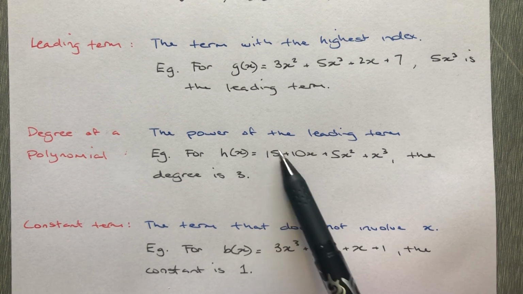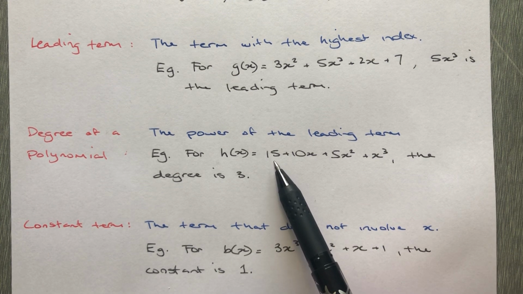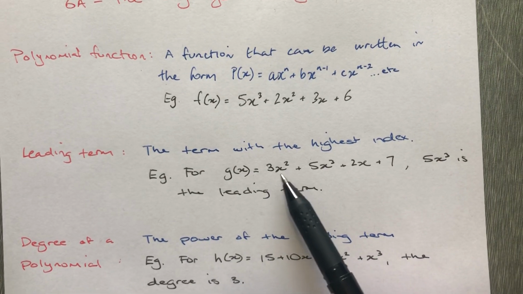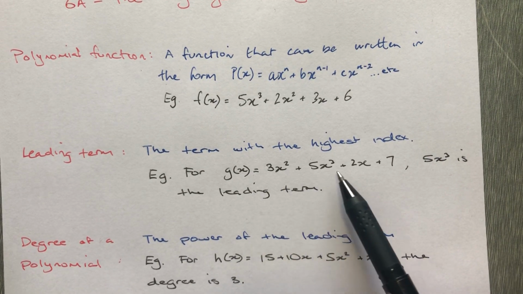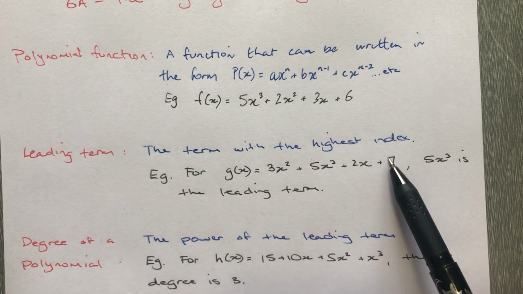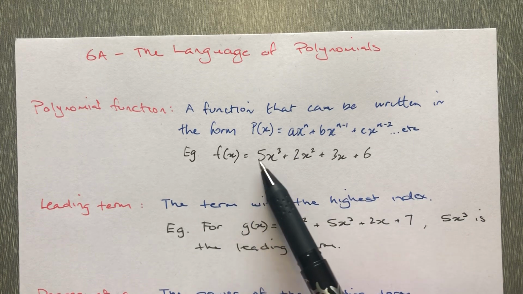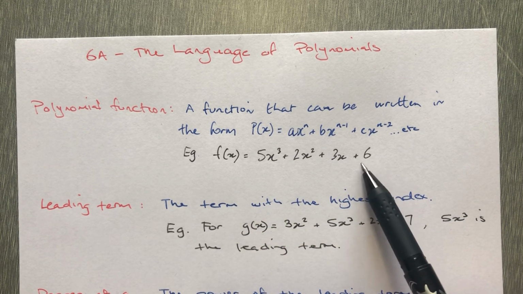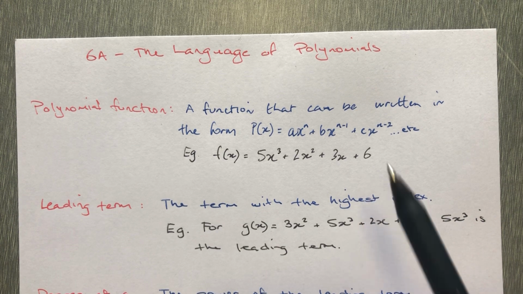We started off with the constant here because see this 15, it doesn't have an x attached to it, so our constant would be 15 there. If we look at g of x in this example, we can see that the only one that doesn't have x involved is this 7, so that is the constant. And the last one up the top here, see how we've got an x, x, x. This one here doesn't have an x, so our constant is 6.